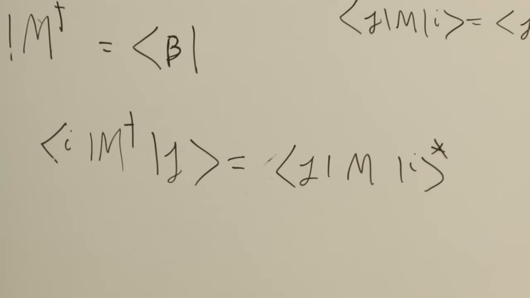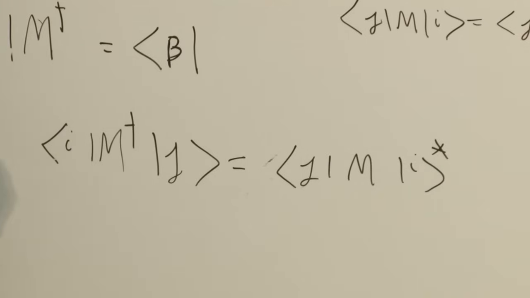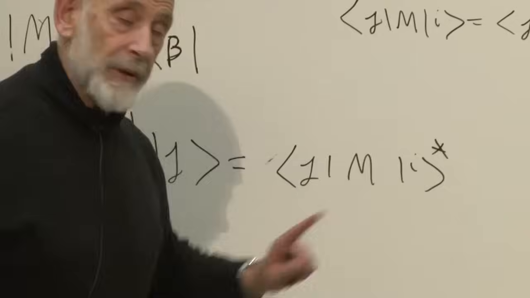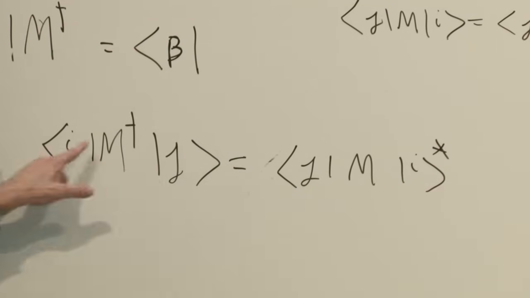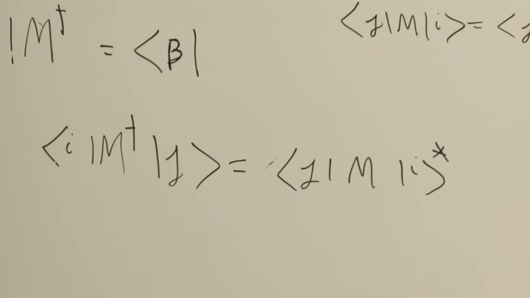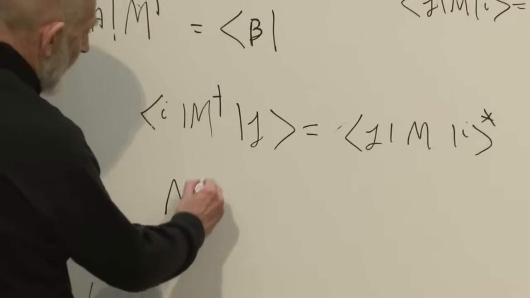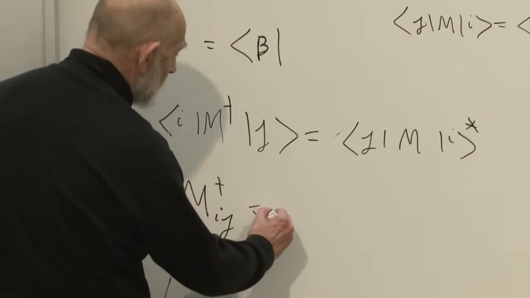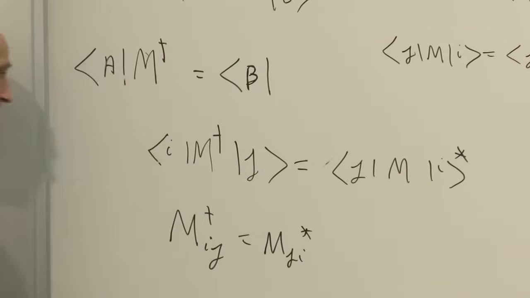So if I know the matrix elements of M, what do I do to get the matrix elements of M dagger? It's very simple. You complex conjugate, but that's not quite enough. You complex conjugate and you interchange I's and J's. You interchange I and J. Okay? Another way to write it is that M dagger IJ is equal to MJI star.